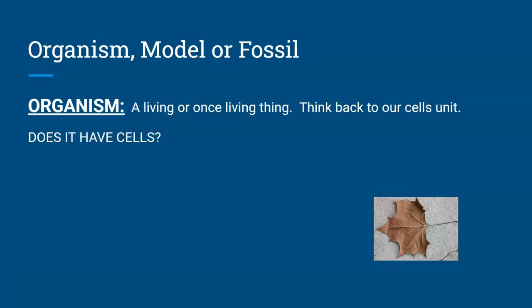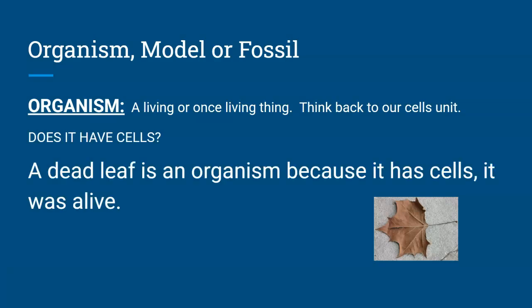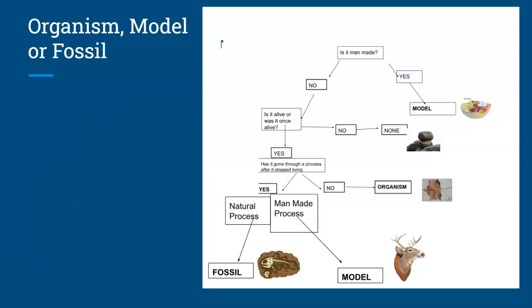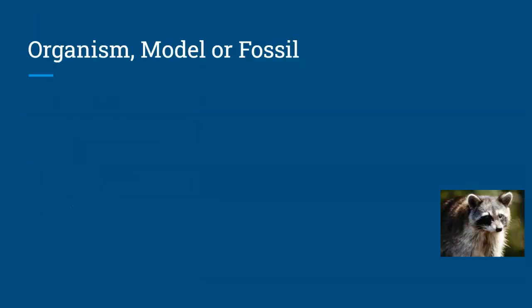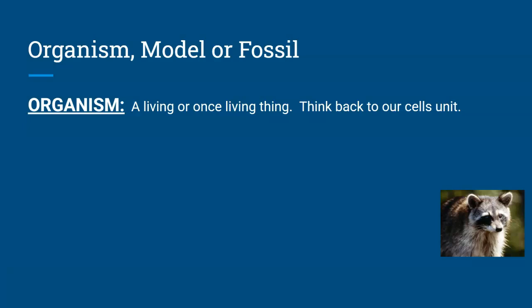Think back to our cells unit. Does it have cells? What were the characteristics we looked for in living things? A dead leaf is an organism because it has cells. It was alive. So if you are picking a dead leaf on the ground as one of your objects from your station, then you are saying it's an organism because it has cells and it was once alive. Here's how you use your chart for this.